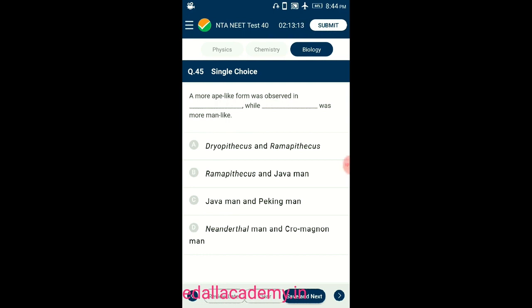About 50 million years ago, primates called Dryopithecus and Ramapithecus existed. They were hairy and walked like gorillas and chimpanzees. So the answer for this question is option A. A more ape-like form was observed in Dryopithecus, while Ramapithecus was more man-like.